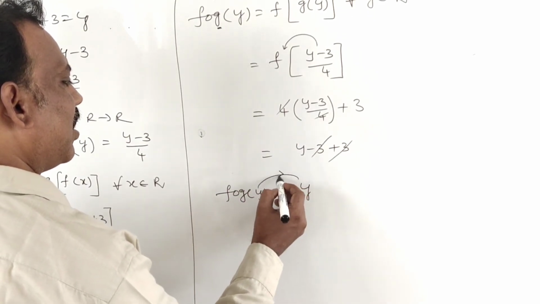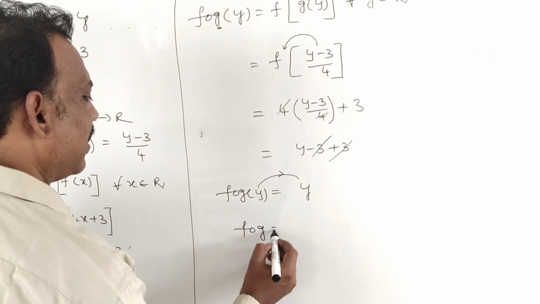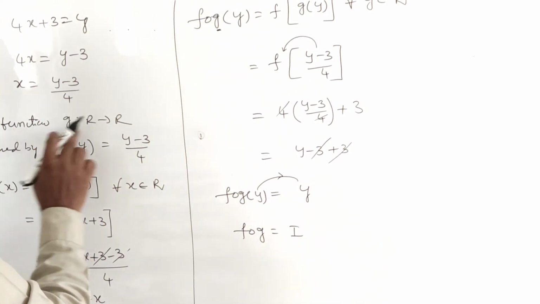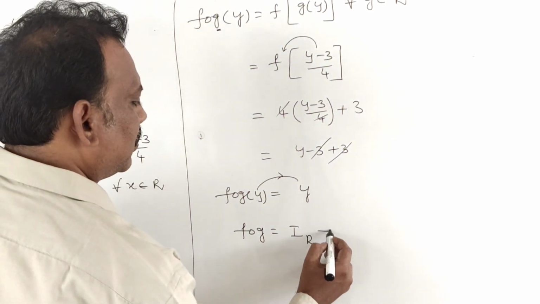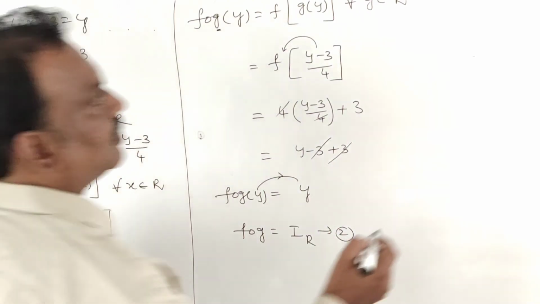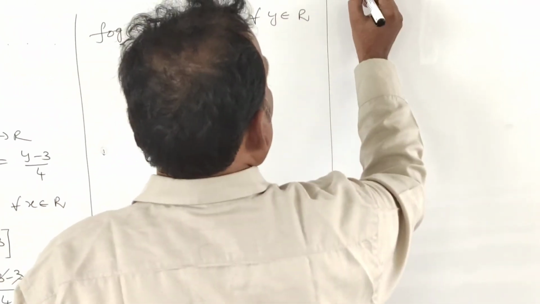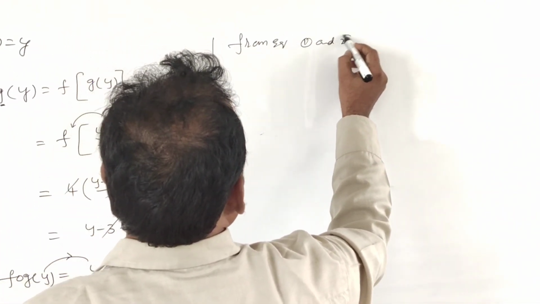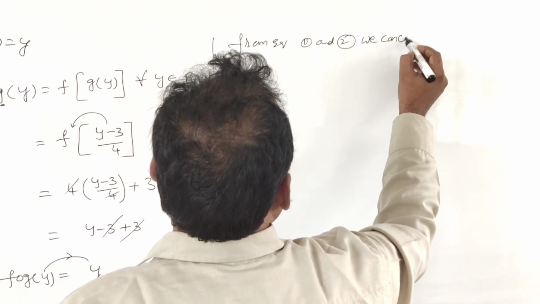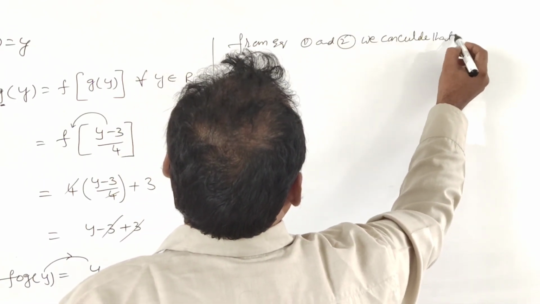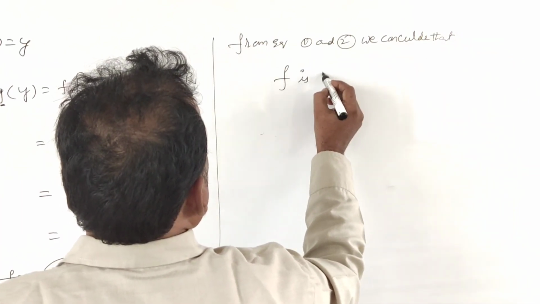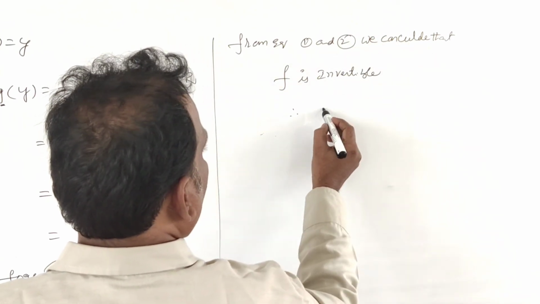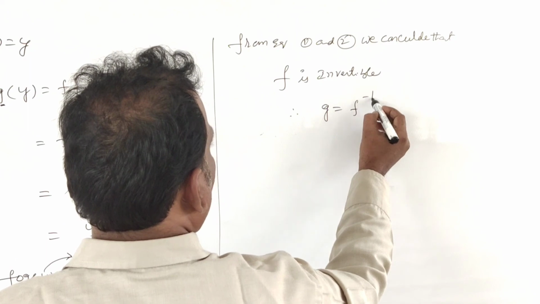Now we have taken y, we got y. So it is also an identity function on the g domain. What is the g domain here? That is also real numbers. So this is equation 2. So from equation 1 and 2, we conclude that f is invertible. f is invertible. Therefore, g is called the inverse of f.